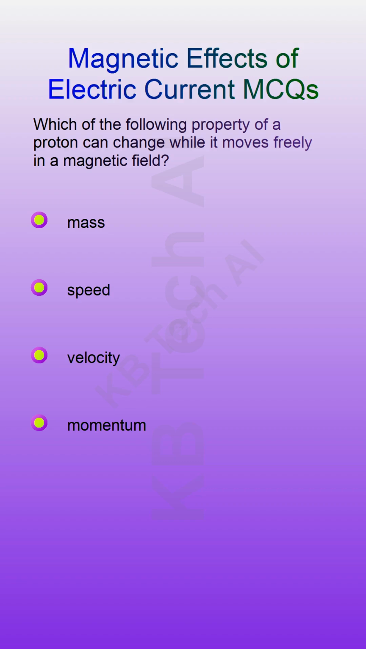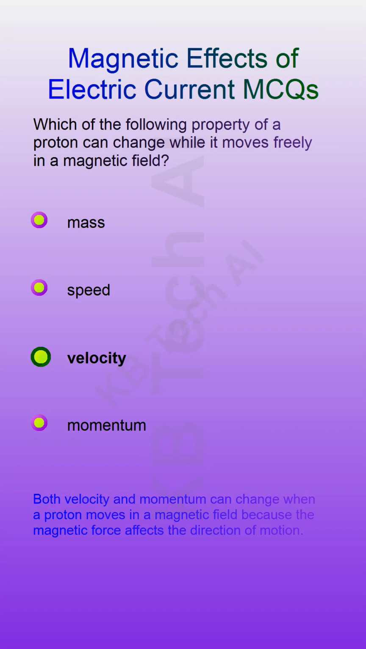Which of the following property of a proton can change while it moves freely in a magnetic field? Option 1, mass. Option 2, speed. Option 3, velocity. Option 4, momentum. The answer is, option 3, velocity.